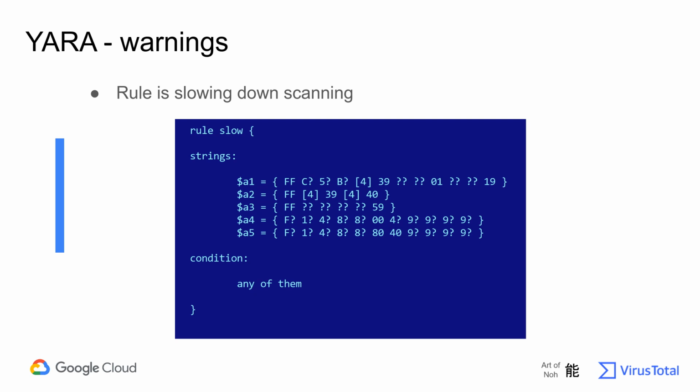Now, also what happens is that going through different sets of commercial rule sets, there's a lot of cases when you see the rule is slowing down scanning. And these are some examples on the screen here that I put together. Basically, there are just too many wildcards, and YARA can't build the proper search trees. You will get the warning that the rule is slowing down scanning. And in reality, this is slowing down the scanning significantly.